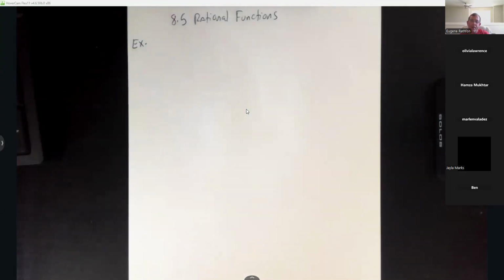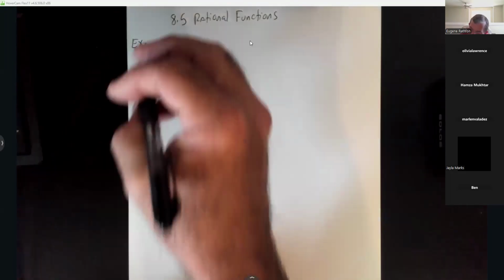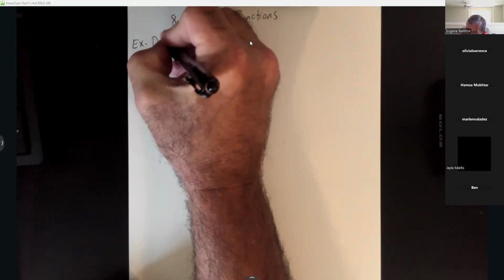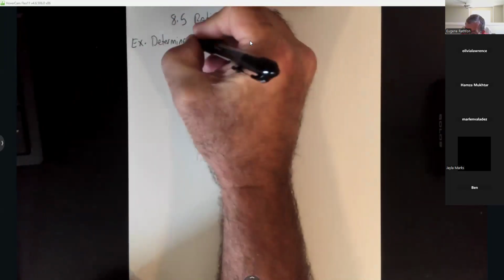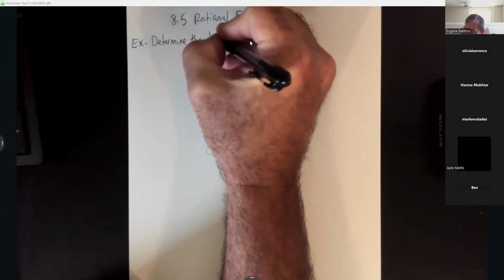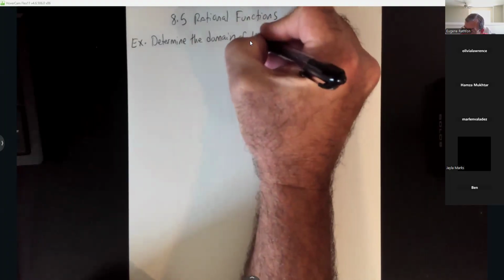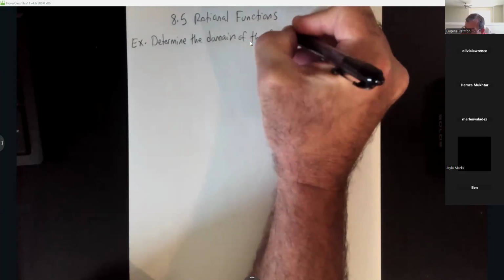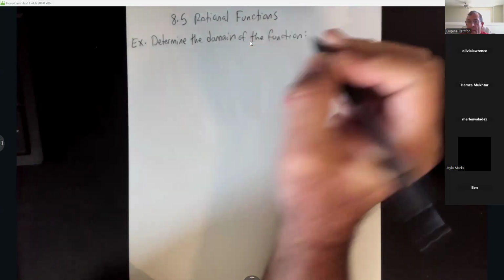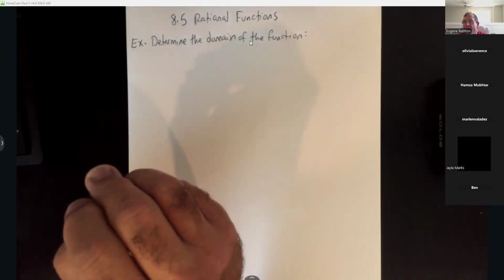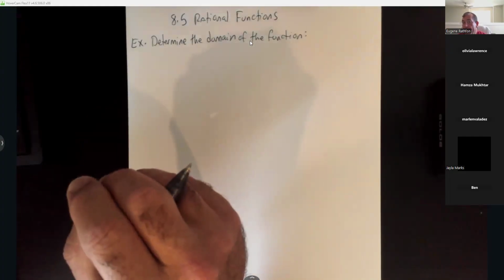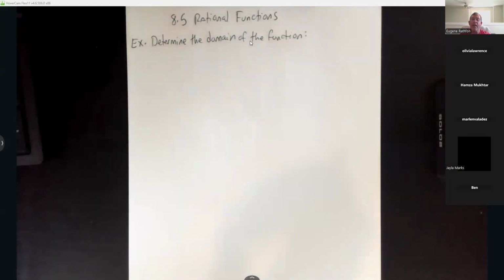All right, so first they do a couple domain questions. So they want us to determine the domain of the function. So these are just like we did in module one. Only difference is now they want us to write the answers in interval notation, okay?